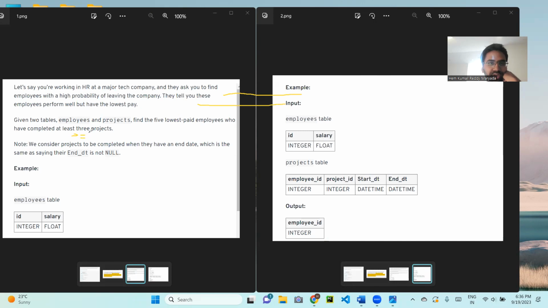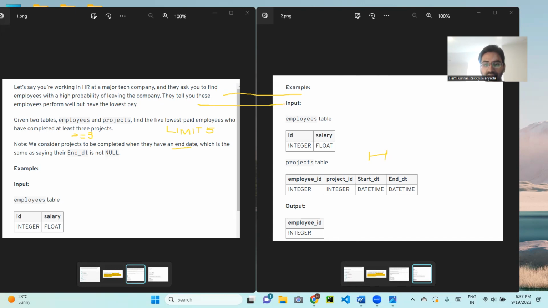Sorry for my bad writing. Greater than or equal to 3. Limit 5. We consider projects to be completed when they have an end date. Obviously, project start and end date is there, so the timeline is here, which is the same as saying end date is not null. Yeah, end date should not be null.